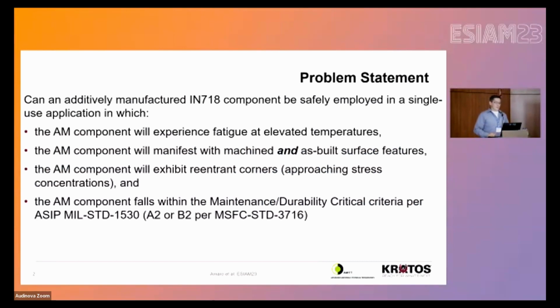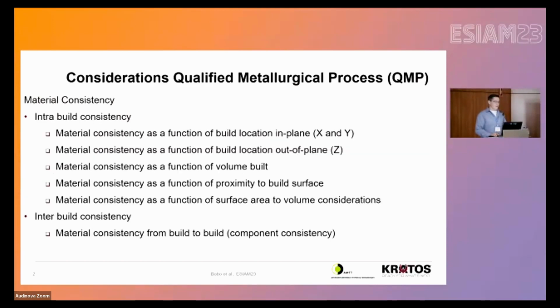The AM component will experience fatigue at elevated temperatures. It'll be manifested with machined and as-built surfaces. There will be re-entrant corners, so a KT approaching a K. And then the AM component falls within not super critical, but maintenance and durability critical criteria per American type mill specifications. So the component is quite large. It's 23 centimeters by 13 centimeters by 4 centimeters. The massive component, AM718, with quite a bit of geometric discontinuities.